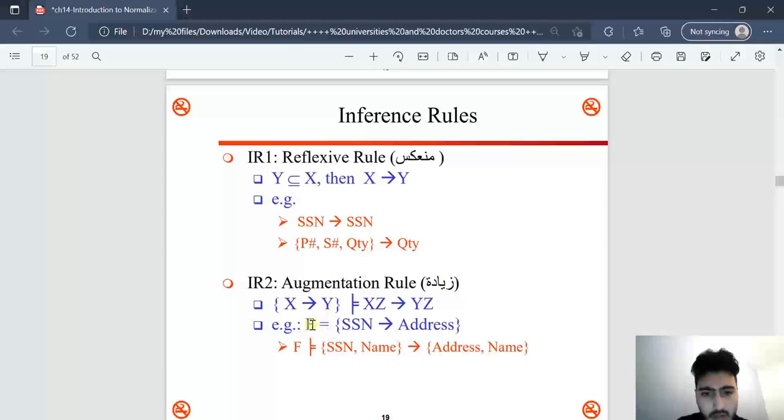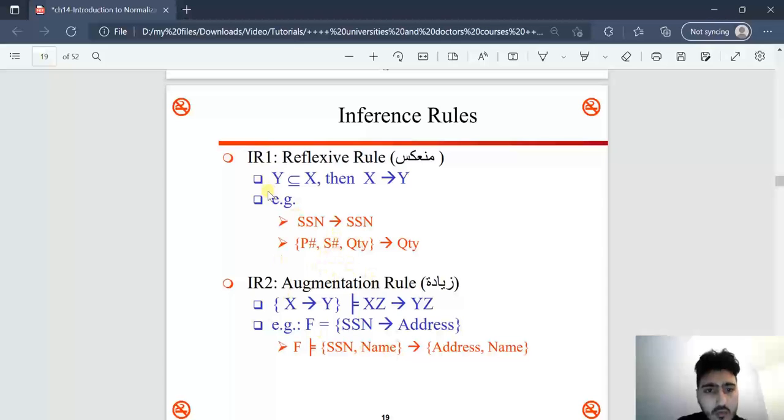So for example, if we have this initial set of functional dependency, the SSN determines the address, then this functional dependency is logically implied by this one. We add name to the SSN and we add name to the address, then it becomes SSN plus name determines the address and name. So this is the second inference rule for finding functional dependency, the augmentation rule, by adding an attribute to the left side of the functional dependency and adding the same attribute to the right side of the functional dependency. It remains a functional dependency.